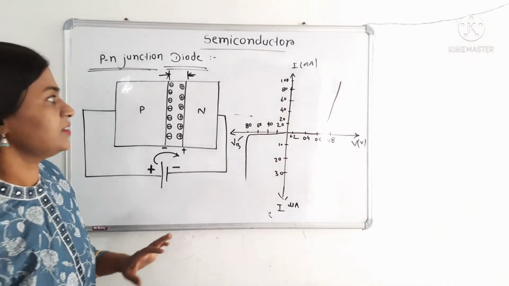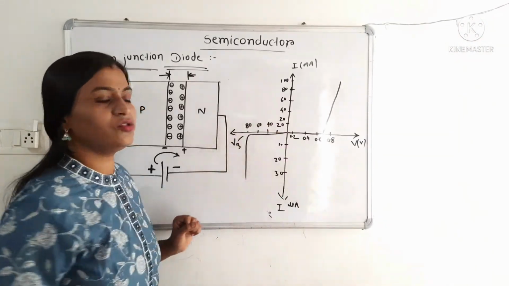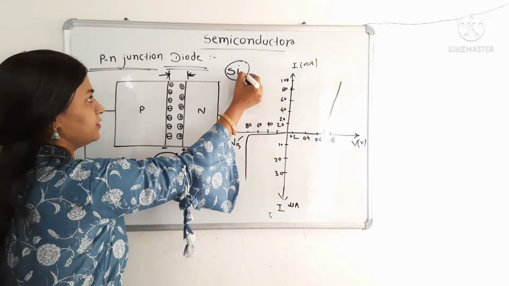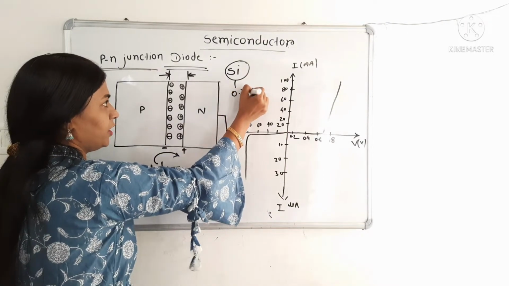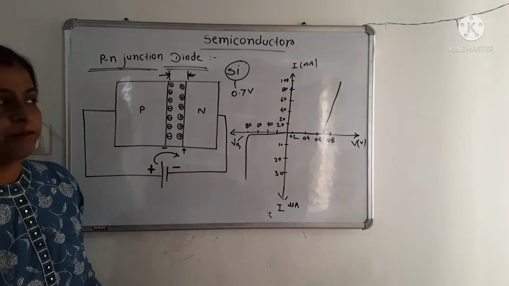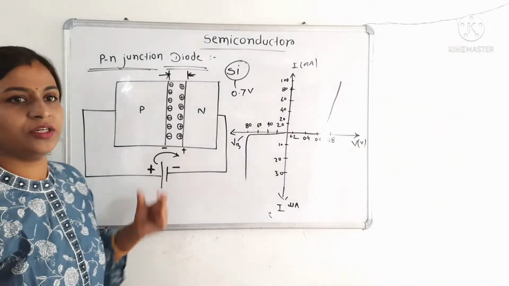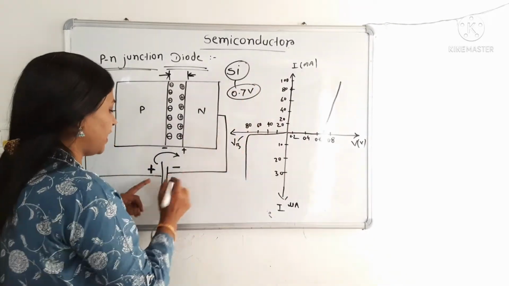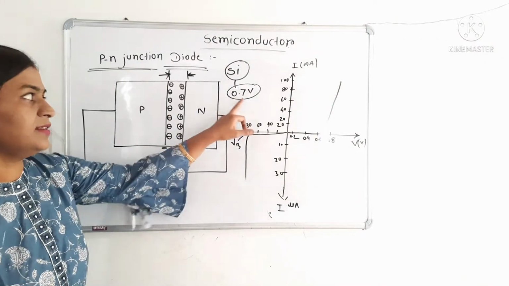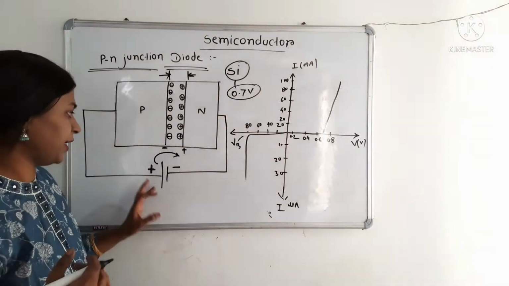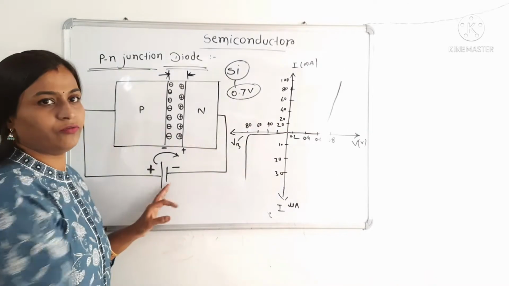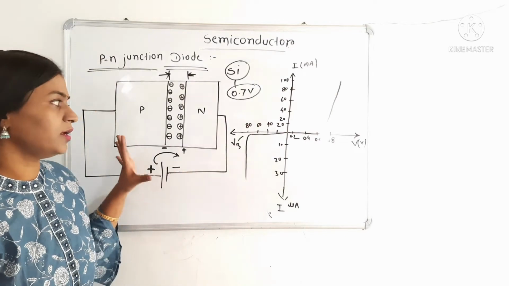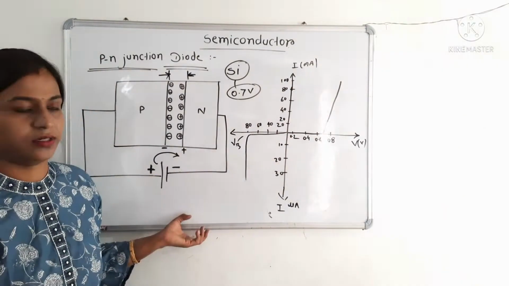See, as we say that barrier potential is fixed, here we are using silicon as the semiconductor material, and silicon has 0.7 volt as the barrier potential. When the depletion region develops, there is a barrier potential of 0.7 volt. When we apply an external voltage less than 0.7 volt, then there is no conduction of electricity.